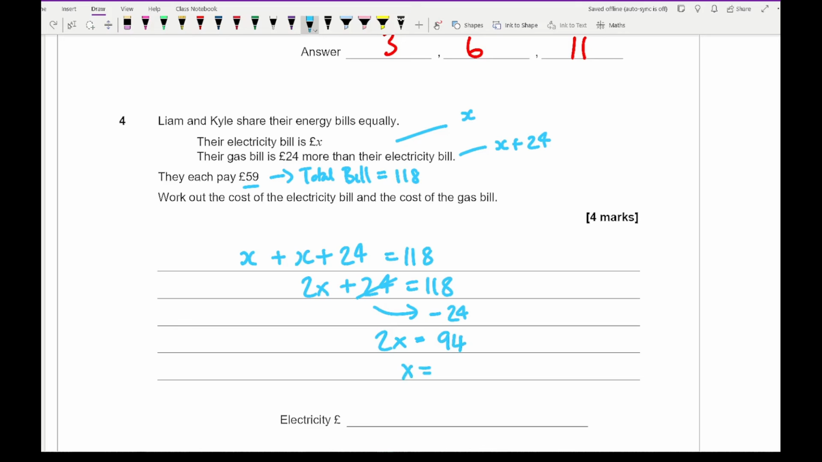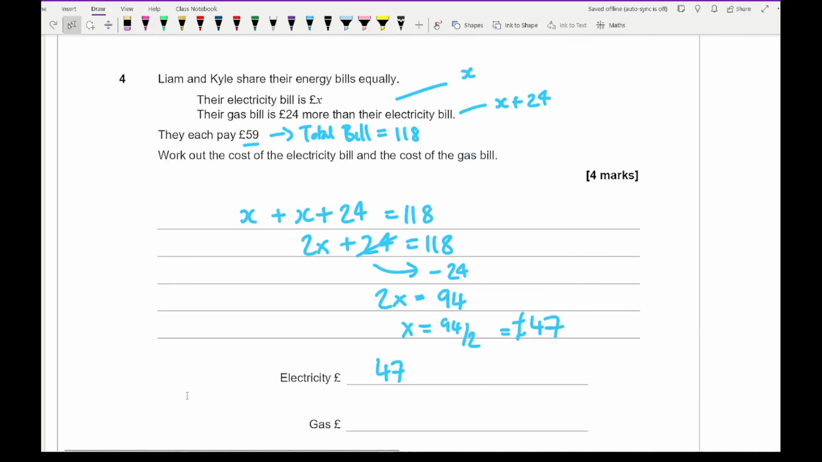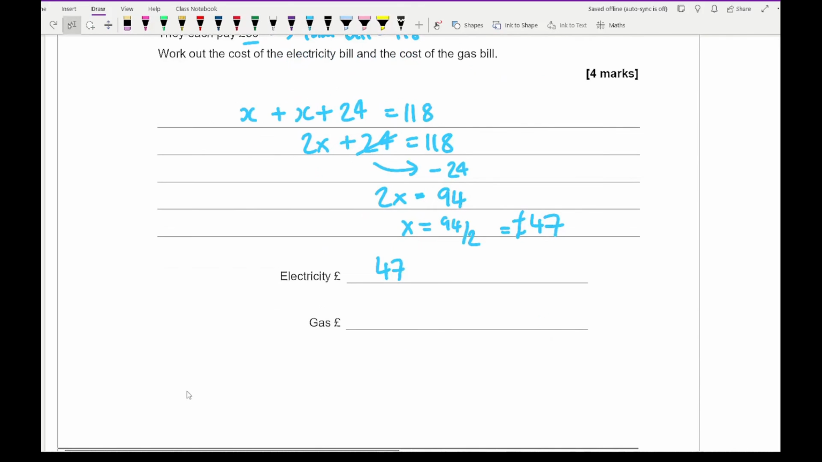And so x equals 94 divided by 2, which gives me £47. So that means electricity is going to be £47 and the gas bill is going to be £24 more. So if I add 24 to that, I get £71.